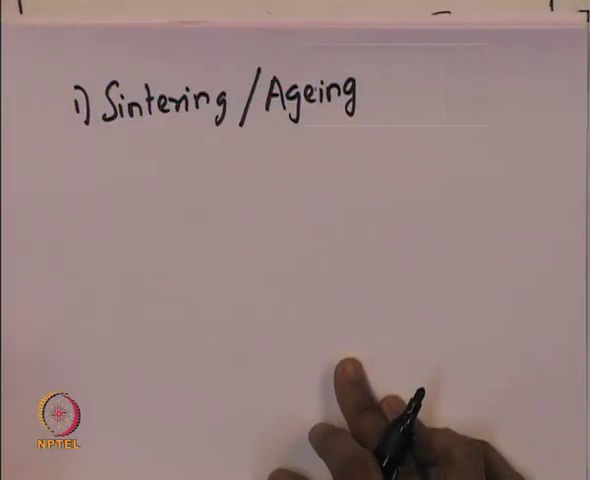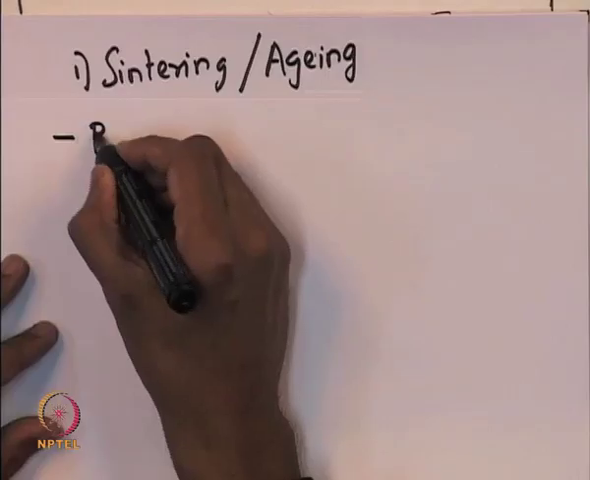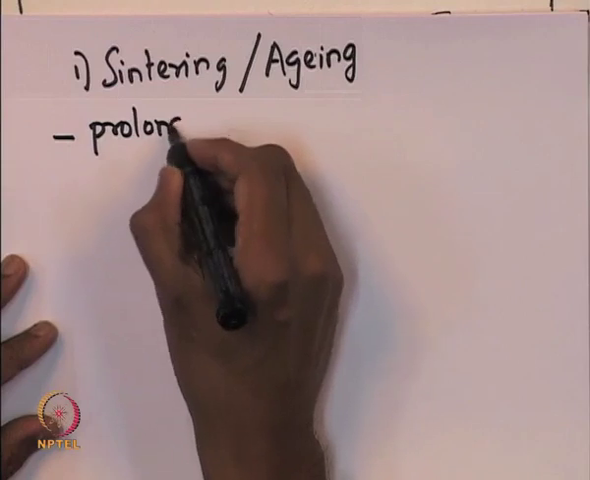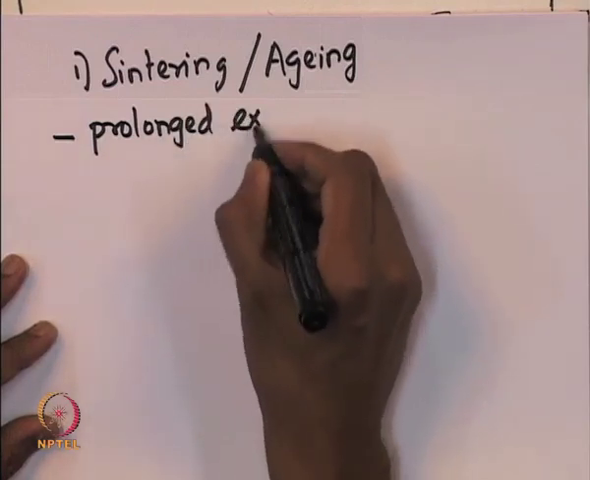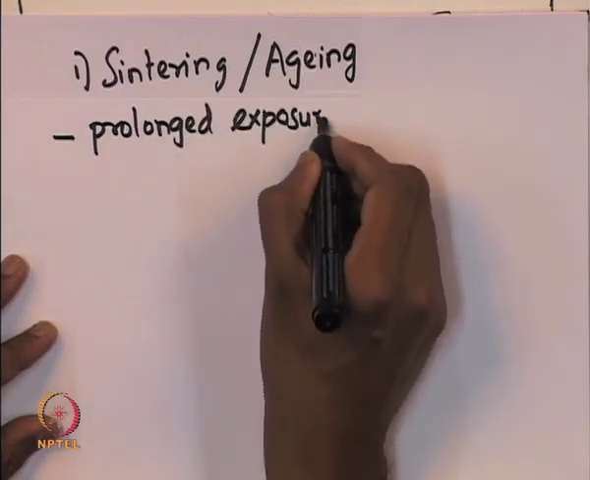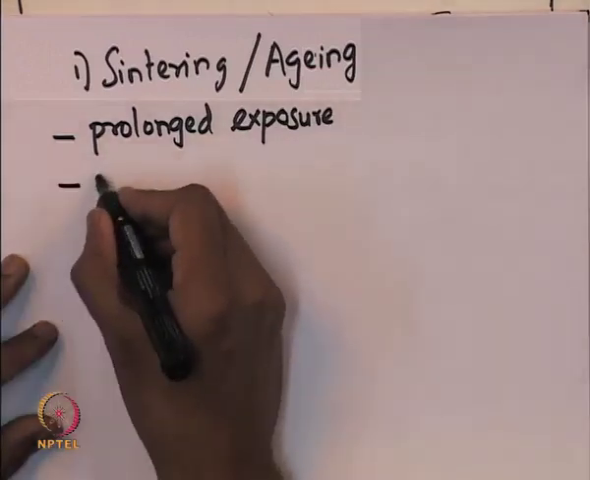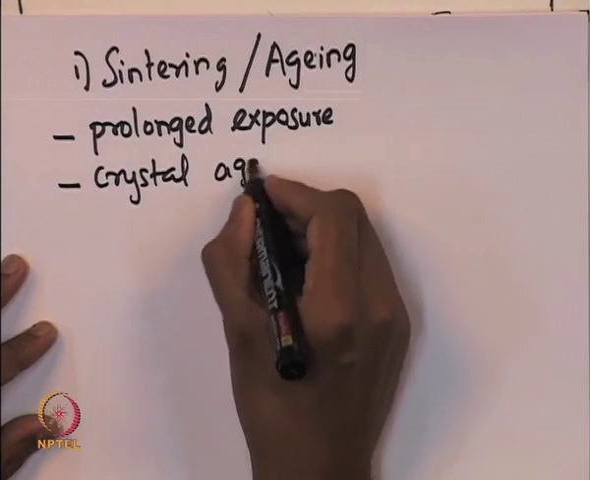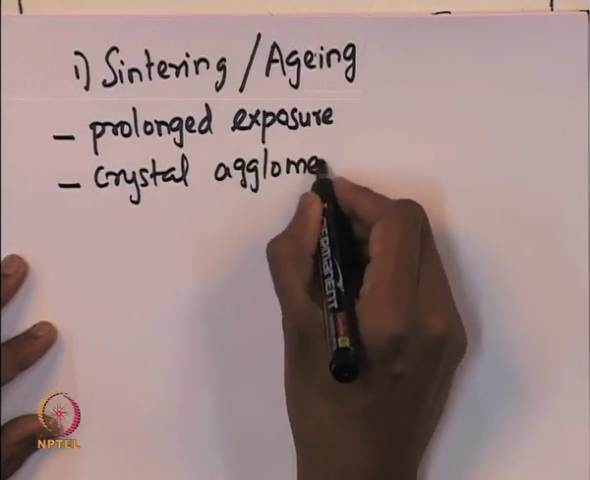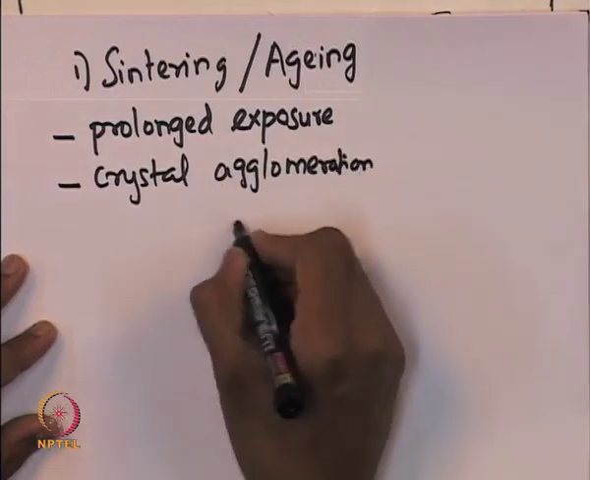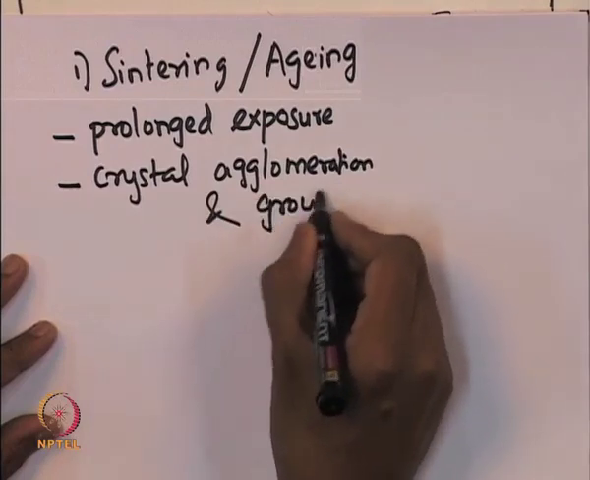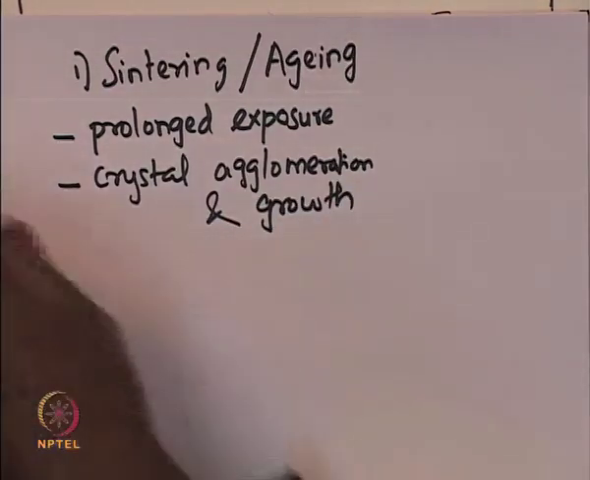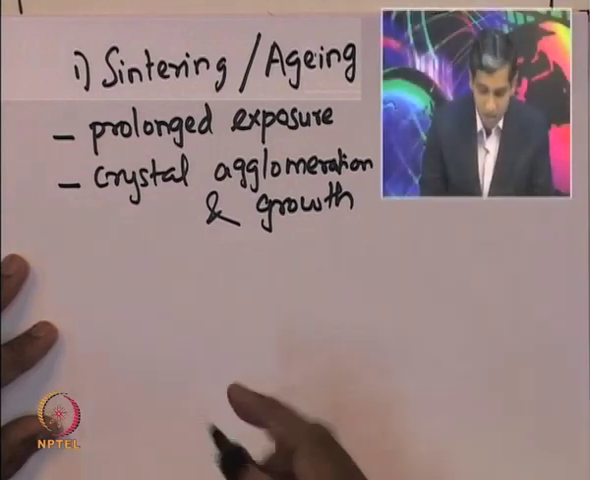So, this can be captured. There are two causes for sintering. One is the prolonged exposure, and the second is the crystal agglomeration and growth. This can actually be captured in this figure here.